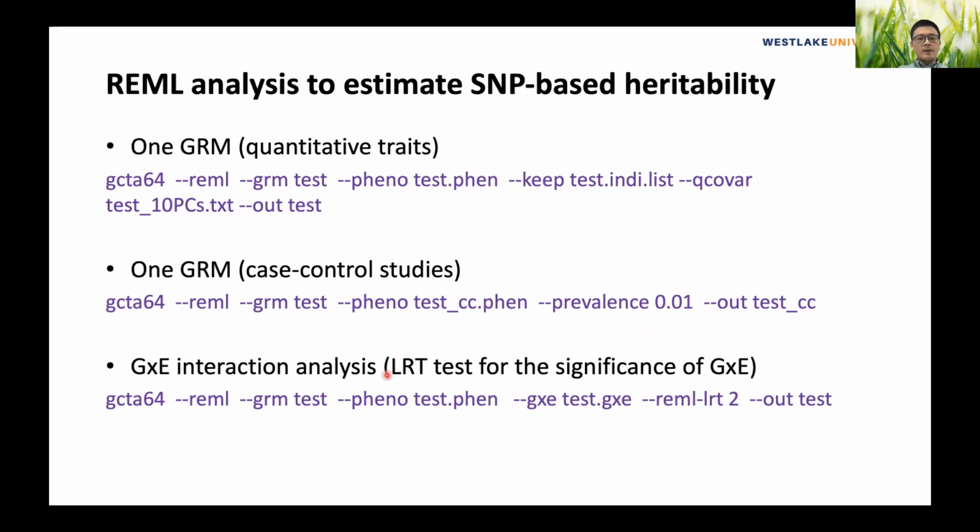We also provide an option to run a genotype by environment interaction analysis, which is this one, --gxe. So you can tell the program to run a REML with this flag to input the environmental information and then ask the program to run a log-likelihood ratio test for the G by E component specifically.